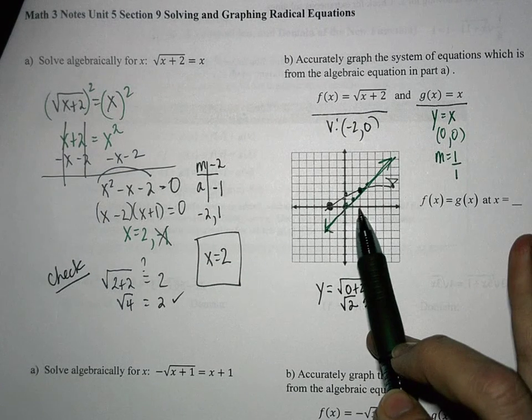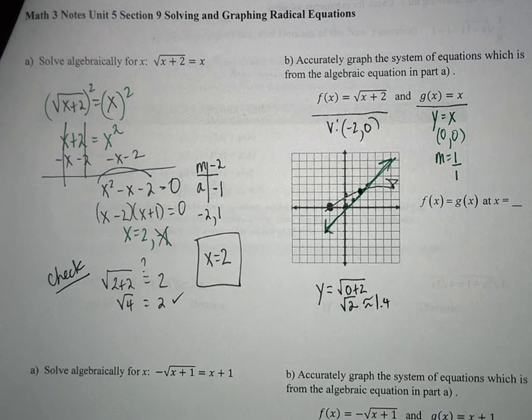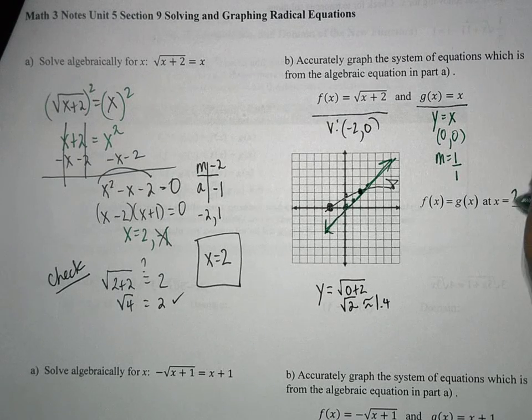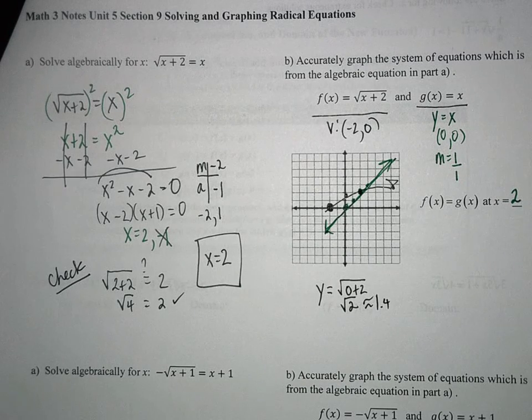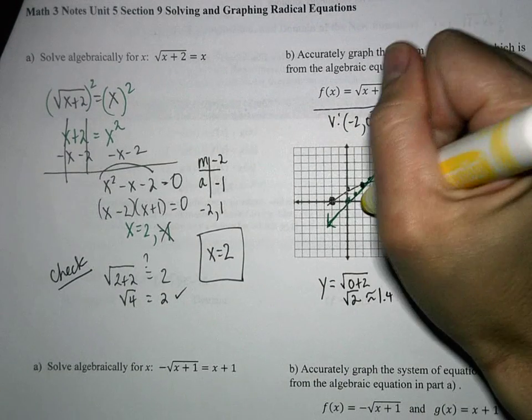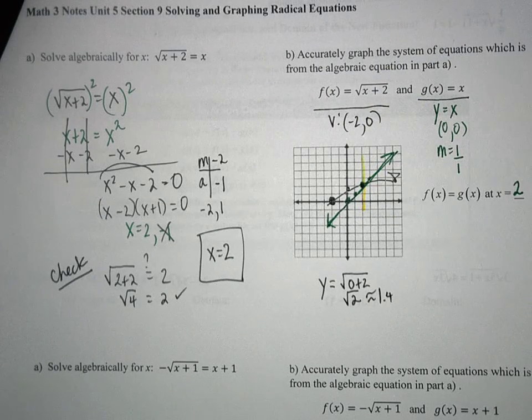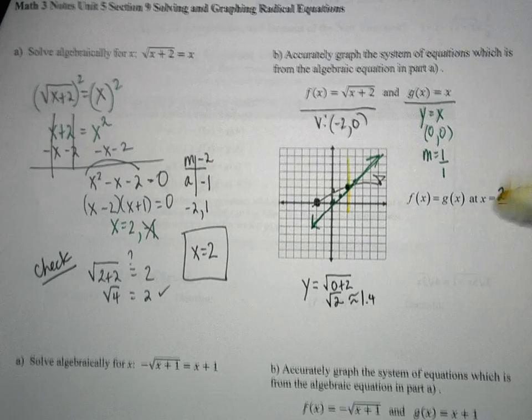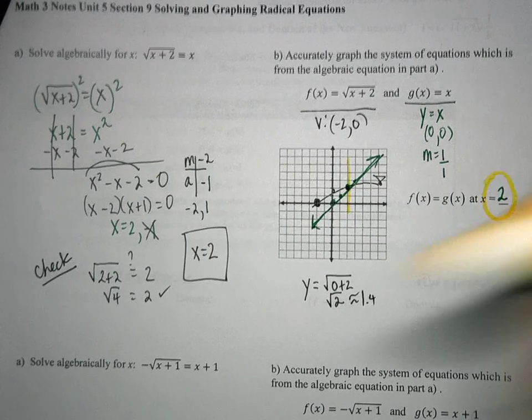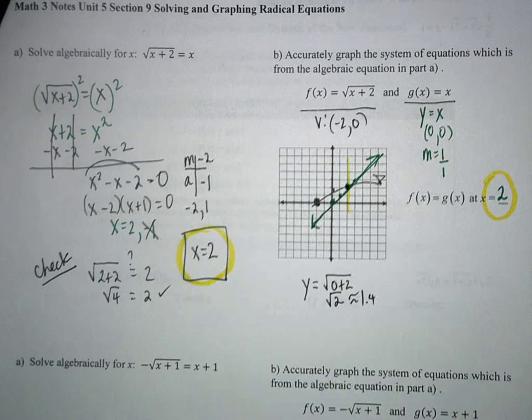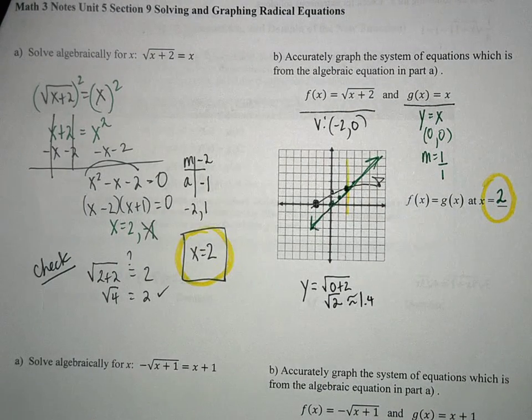What value of x is it where they intersect? 3. 2. So if you look right here, you see it? The x value where these intersect is at 2. What do you notice about the intersection value and the value algebraically? They are the same.